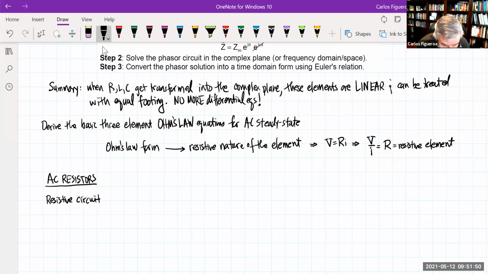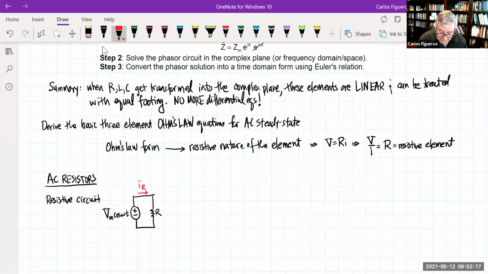And when I say a resistive circuit, that means I'm going to have some AC circuit where this source is going to be Vm cosine omega t. And I'm going to have some resistive element, and only a resistive element. And all we know is that there's a current here called IR going in that direction.